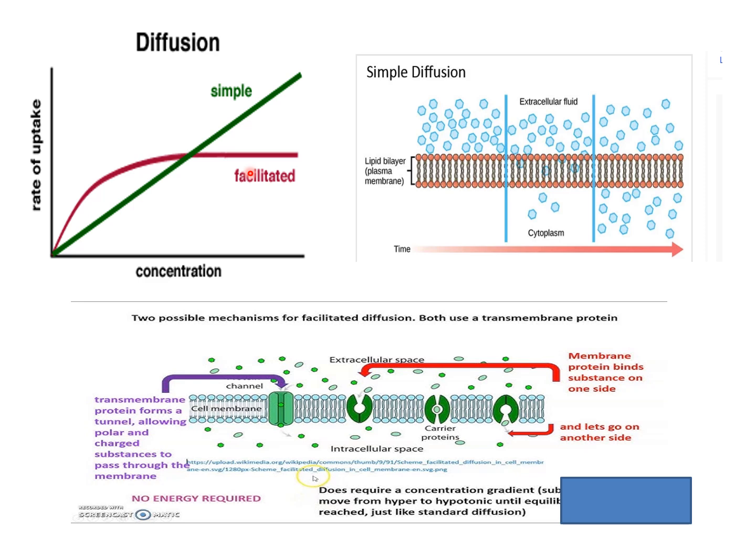So what are the similarities between facilitated and simple diffusion? Both are passive diffusion, along the concentration gradient, and no energy is required. In facilitated diffusion, we require the carrier protein. Mostly the larger particles and the polar particles are transported by facilitated diffusion. It is faster diffusion, but it follows saturation kinetics.